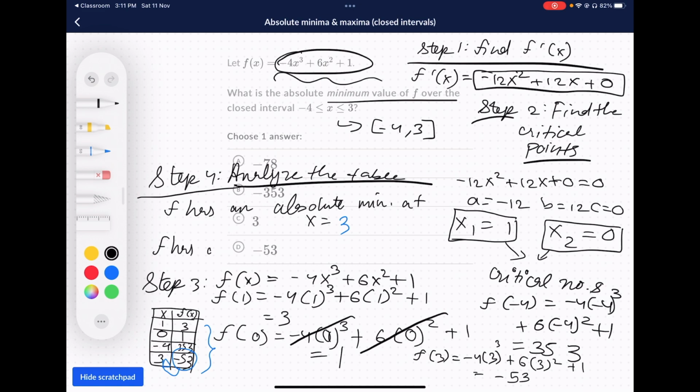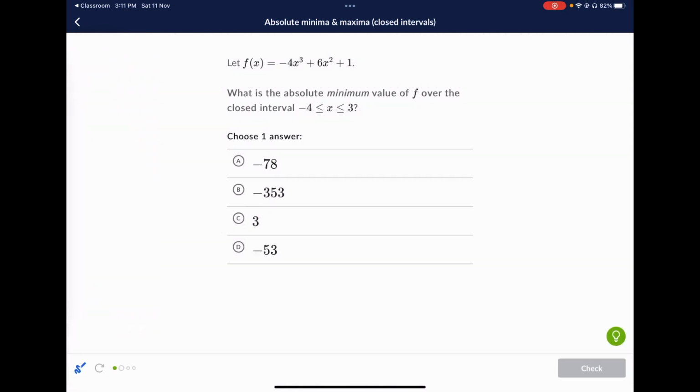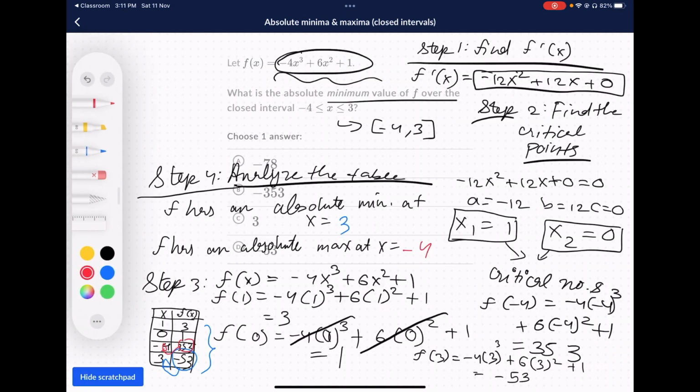F has an absolute max at x is equal to, now the biggest f of x value is 353 and its corresponding x value is negative 4. But make sure you don't input negative 4 or positive 3 in the answers. So your answer cannot be option C. That would be negative 53.